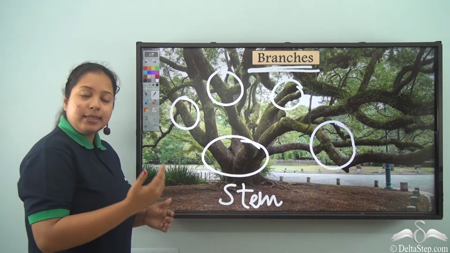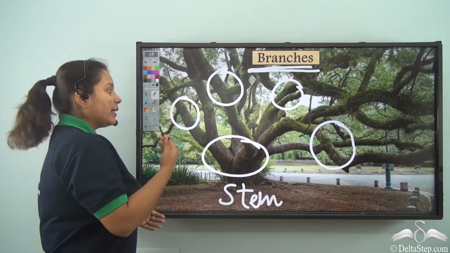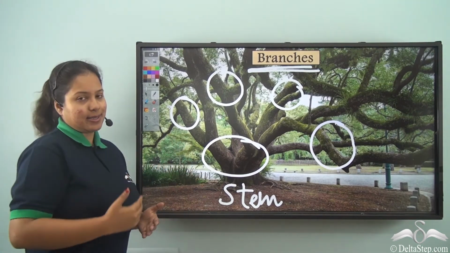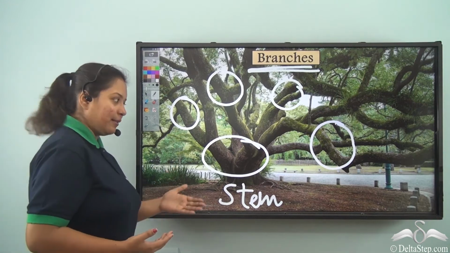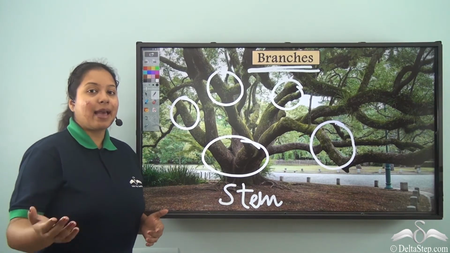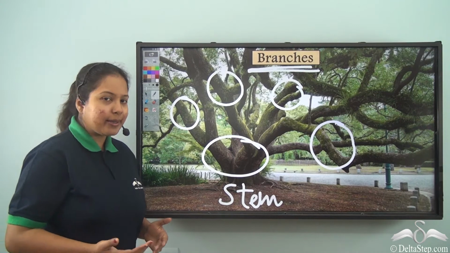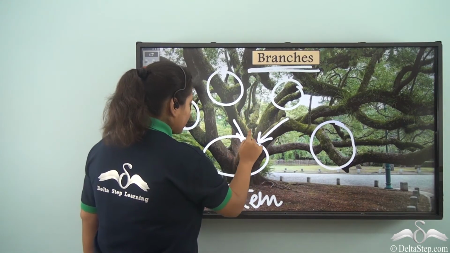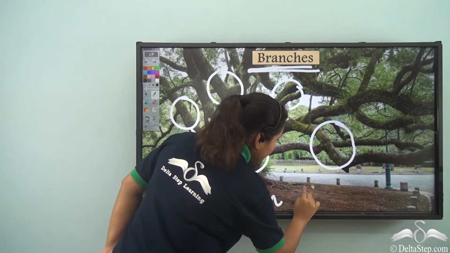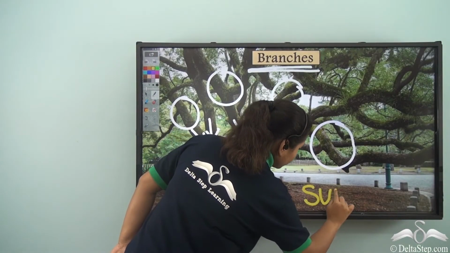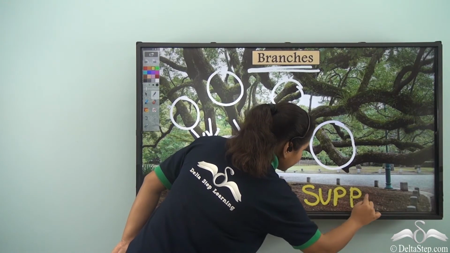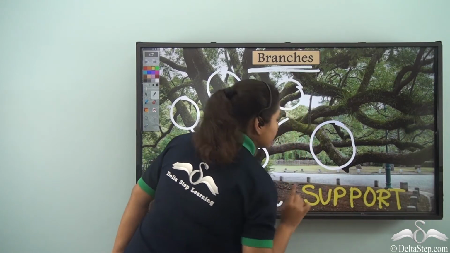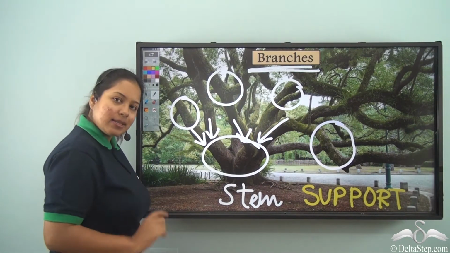And how do these help the plant? Well, these help the plant by giving more support to the other parts like the fruits, flowers and leaves. So, just like we have hands attached to our body, similarly, the branches are attached to the stem, which gives more support. So, branches are the subparts of the stem and it gives support.